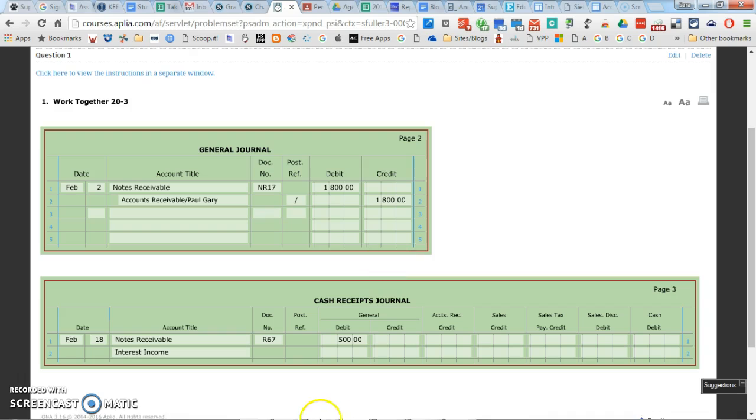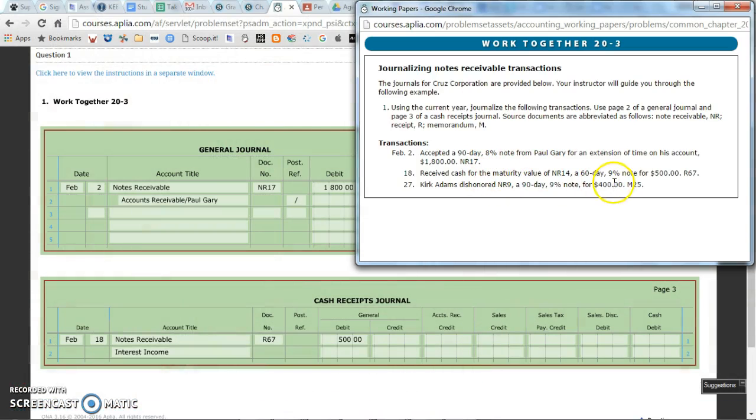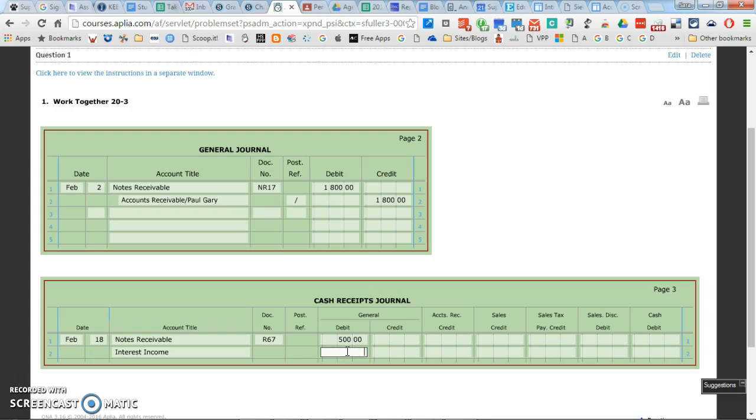And so then we would take the $500 times 9% times 60 divided by 360. And so for our interest, we would get $7.50. And so our cash debit is $507.50.